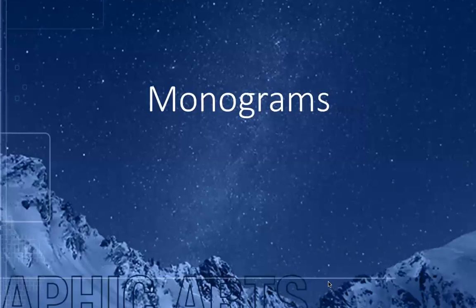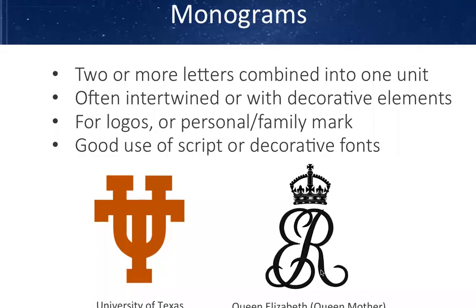Our next topic is monograms. Monograms consist of two or more letters that are combined into one unit. They're often intertwined and have sometimes decorative elements. They're used for logos or sometimes for personal or family marks. And it's a really good opportunity to use script or decorative fonts. You can see a couple of examples right here, one from the University of Texas and another one that's a regal mark, and that's a place where monograms are often used.